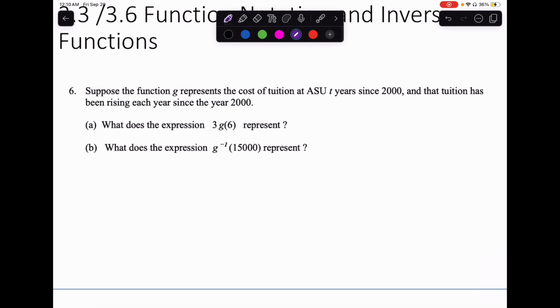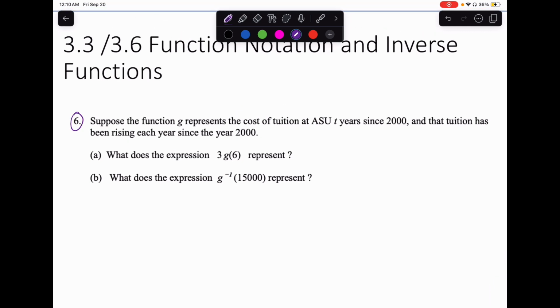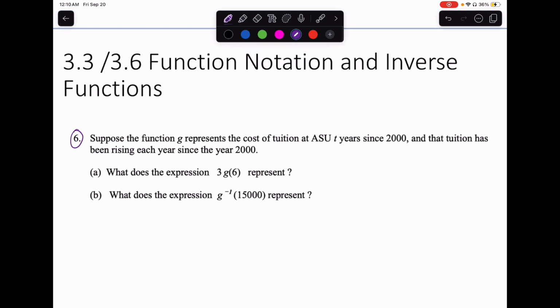This first one is number 6 from your review sheet, and it gets at the meaning of what the function notation represents, and then what the inverse of that function would represent. The first one is, what does the expression 3 times g of 6 represent? Well, let's read the problem. Suppose the function g represents the cost of tuition at ASU t years since 2000, and that tuition has been rising each year since the year 2000.